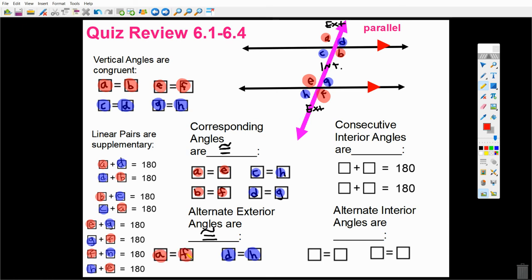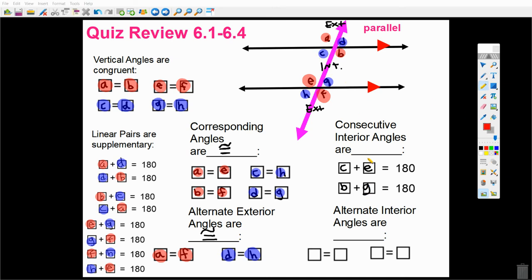So all the colors that are the same are equal. Alternate exterior angles are equal. Now we come to consecutive interior angles. So that would be same side interior. Like C and E are same side interior, and B and G are same side interior.